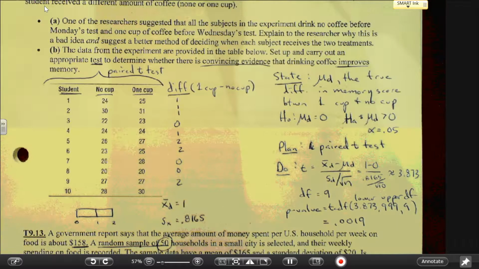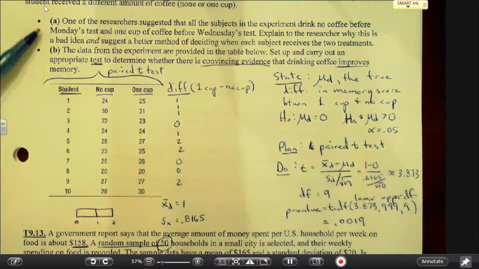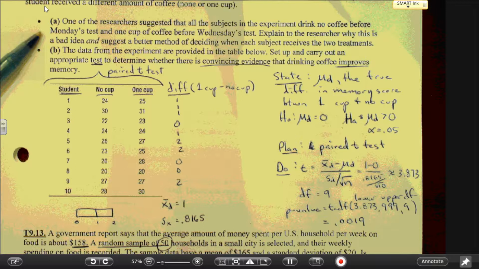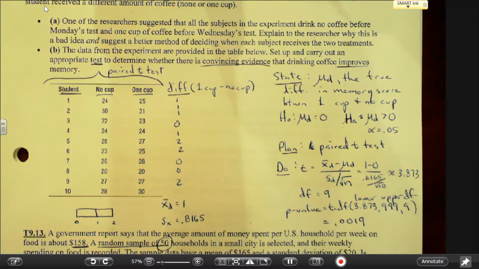Now before we get into the actual test, I want to take a look at question A, which is asking, does it make sense to give everybody no coffee on Monday and then give everybody coffee on Wednesday? I think that's a pretty obvious thing that we should not do, because in that situation, the fact that it's Monday would be considered a lurking variable and therefore affect the number of words that you remember. Generally, people are a little bit more tired on Monday, a little bit less motivated, but by Wednesday they're kind of in the flow of things.